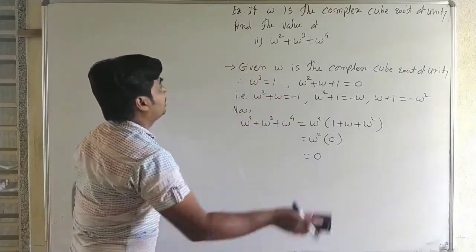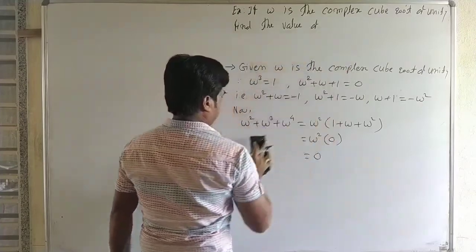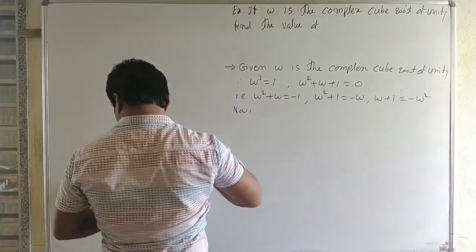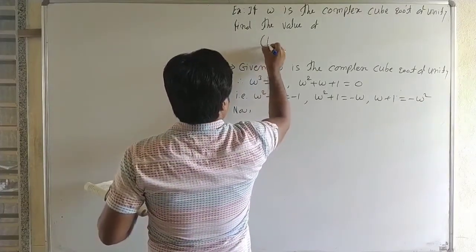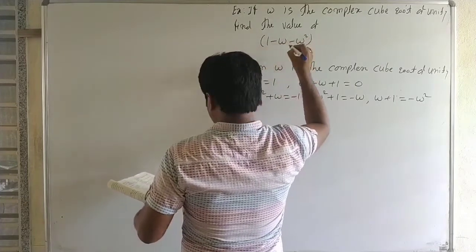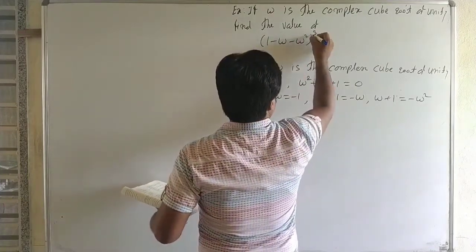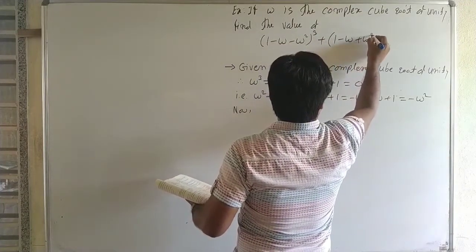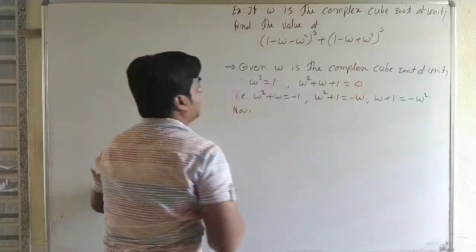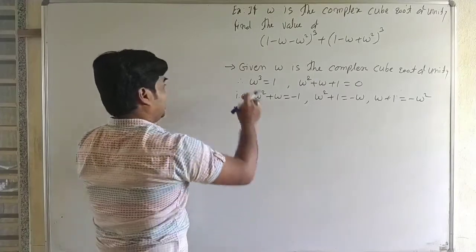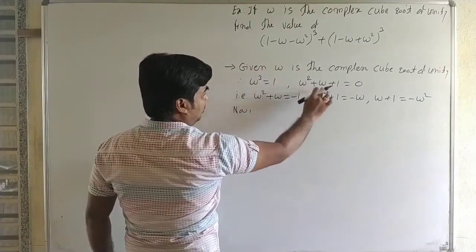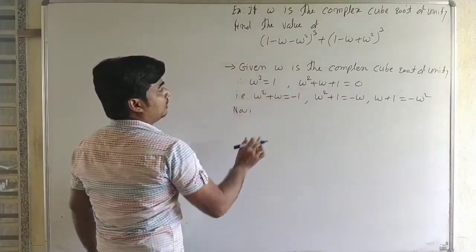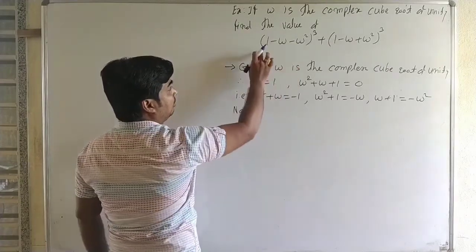Okay. Now third. Okay, see carefully. 1 minus omega square cube plus 1 minus omega plus omega square cube. Now here it is given that omega is a cube root of unity, therefore we get the properties of omega cube is equal to 1 and this relation. Then we use this relation for finding the value of this.